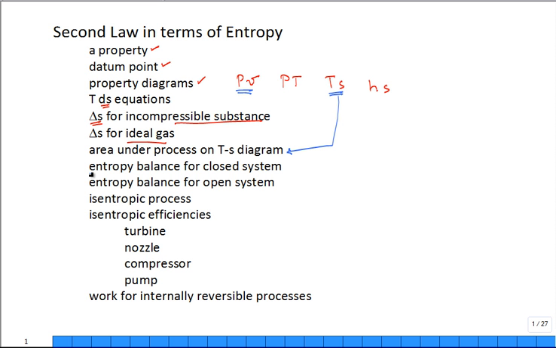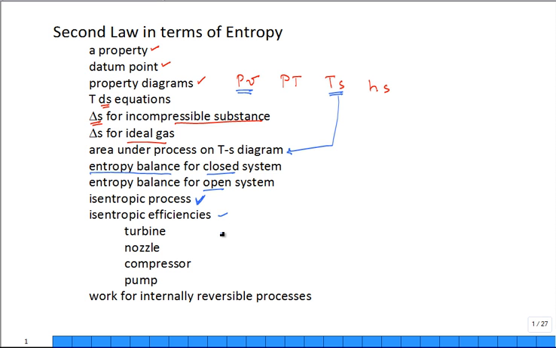We'll then do entropy balance, just like energy balance, for closed systems. Then we'll do entropy balance for open systems. Then we'll talk about special processes. A new term: we had isothermal, we had isobaric, we had isochoric, now we have isentropic. That property which is constant during an isothermal was temperature. Isobaric, constant pressure. Isochoric, constant volume. Isentropic, constant entropy.